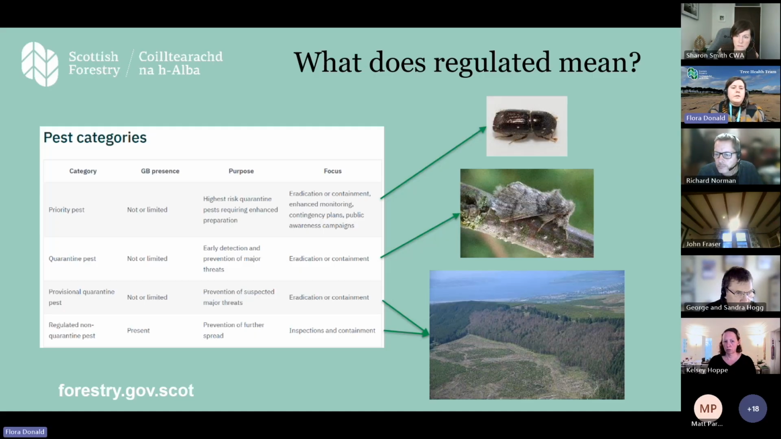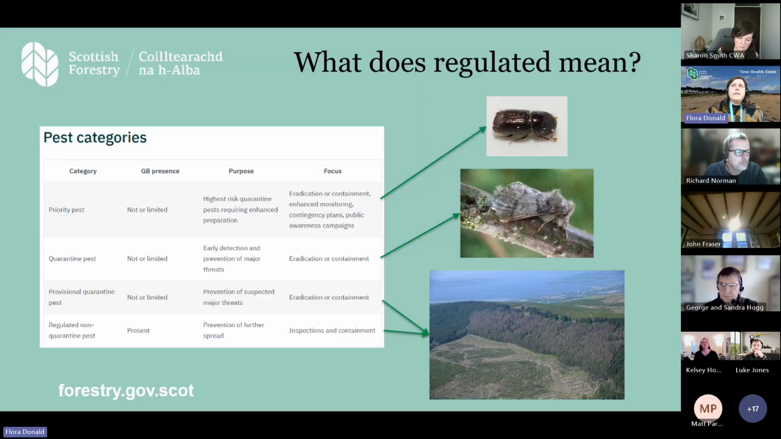So the onus is on the tree health team to do some public awareness campaigns. We have to have a specific contingency plan about what we would do, and we would carry out very strong eradication or containment measures if a population was found. As Matt mentioned, we've already got Ips typographus in England on areas of stressed spruce. They are under eradication, and they are putting a lot of effort into not allowing populations of this beetle to establish, partly to protect the spruce resource that we have in Scotland.